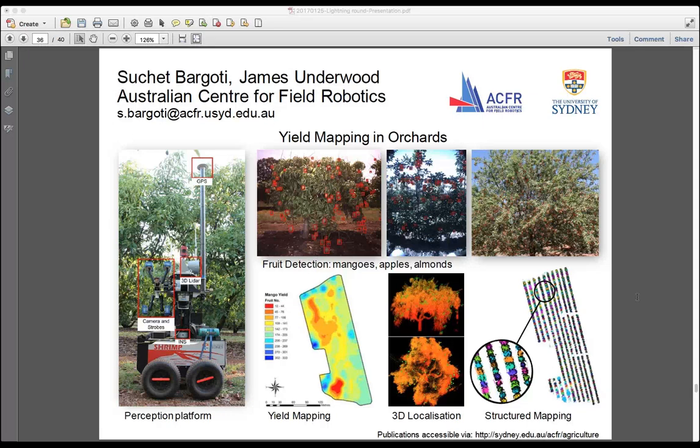Then fruit detections are made on individual images using state-of-the-art machine learning architectures. And these detections are tracked between subsequent frames and also localized in 3D. The counts can then be mapped spatially across the orchard, and they can even be associated to individual trees by using some of the automated tree segmentation algorithms that we have built.